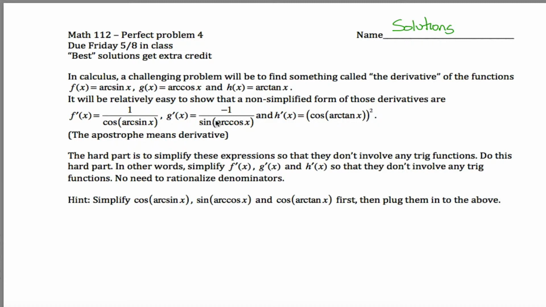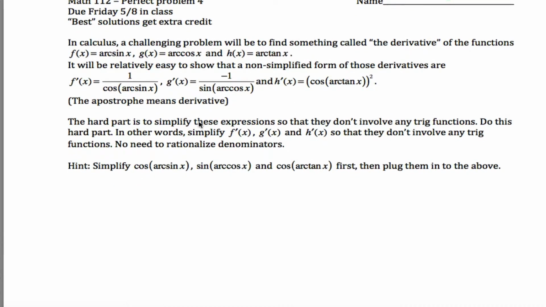Because simplifying those things is not a calculus question, it's a trig question. It's a challenging trig question. That's just a trig question. So what I'm going to try to do is figure out another way I can write f prime, g prime, and h prime of x. That's how you say these things. And the way I'm going to do that is by following this little hint here. So the hint tells me to simplify, so maybe I'll do this first. Let's simplify the cosine of the arcsine of x.